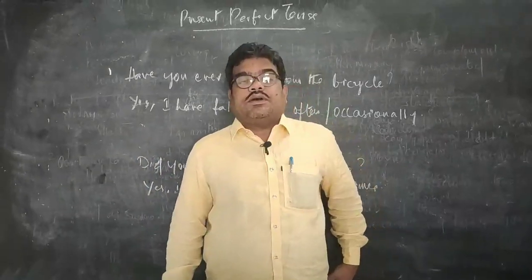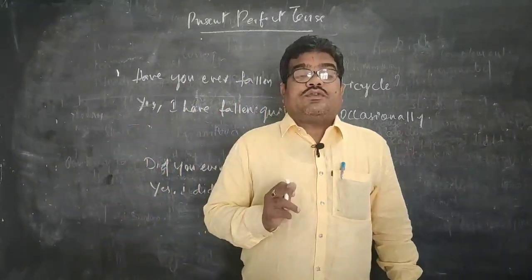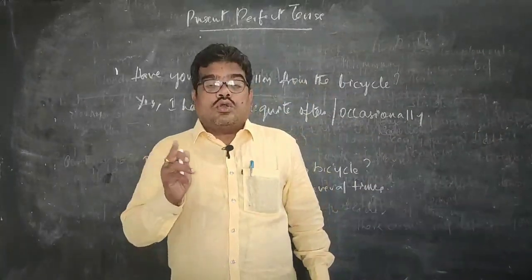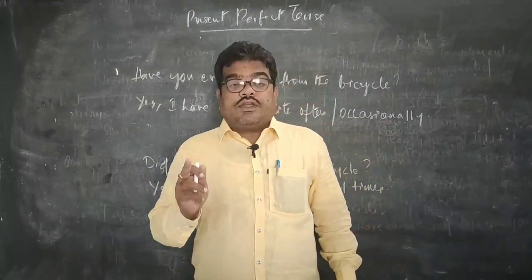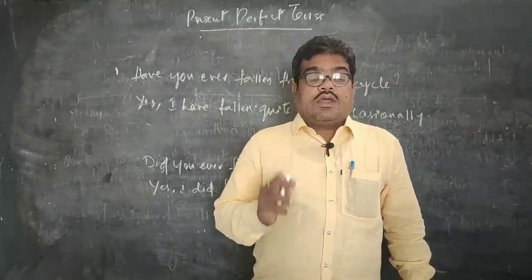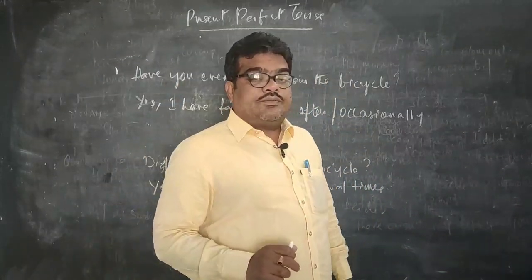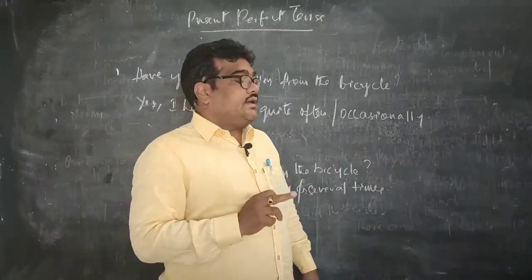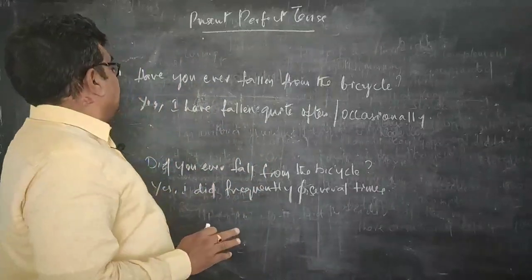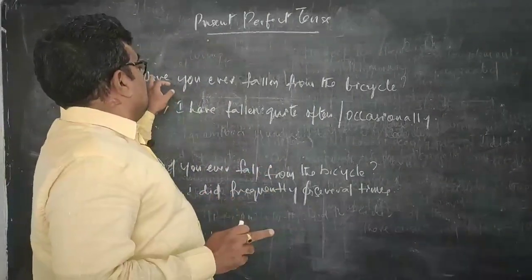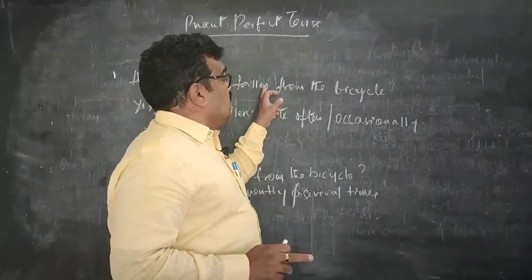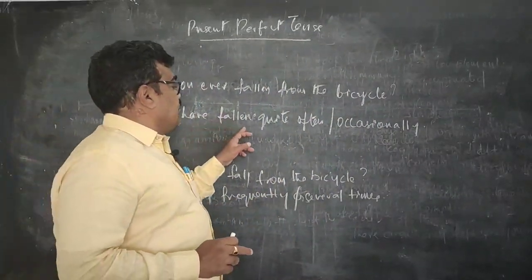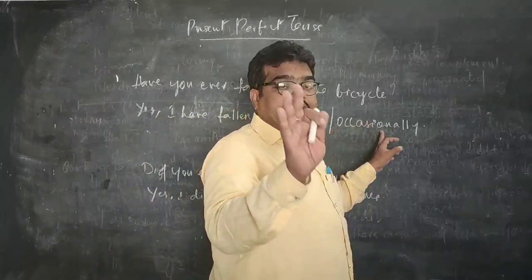We shall go with some other examples. Present perfect tense is used with words like ever, never, always, often, frequently, several times. I shall show you with some examples. For example, you are learning a bicycle. During the learning period, you must ask with present perfect tense. For example, "Have you ever fallen from the bicycle during the learning period?" The answer will be, "Yes, I have fallen quite often or occasionally."